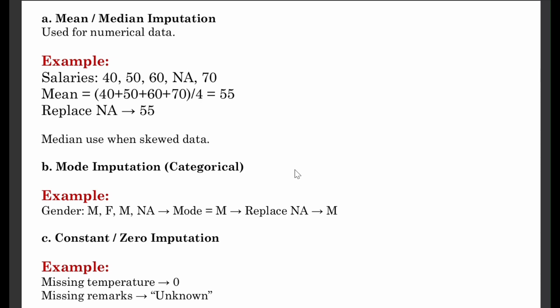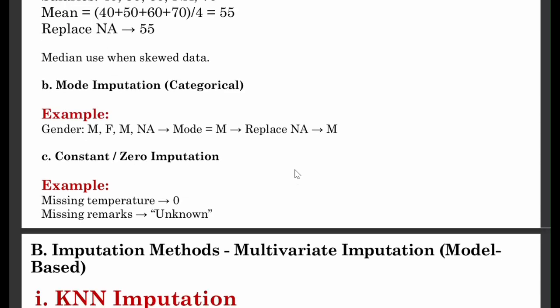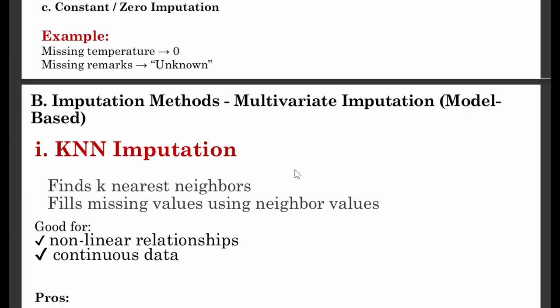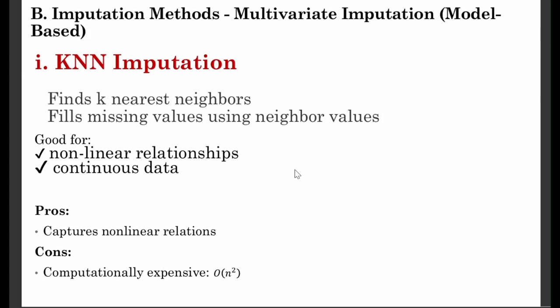Now let's move to more powerful multivariate imputation methods, methods that use multiple columns of information to estimate missing values. The first one is KNN imputation. KNN stands for K nearest neighbors. The idea is elegant. To fill in a missing value in a row, we find the K rows that are most similar to the row with the missing value and use their values to estimate what's missing.